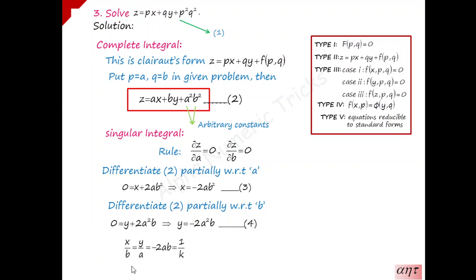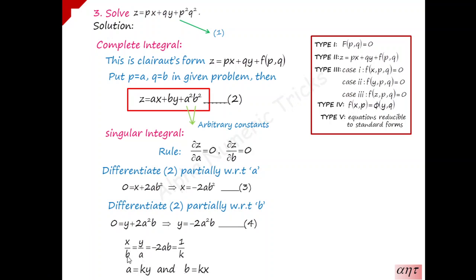Okay, now equating the first and the last ratio, we can get the value of b, and equating the second and the last ratio, we can get the value of a. Now we will do it.